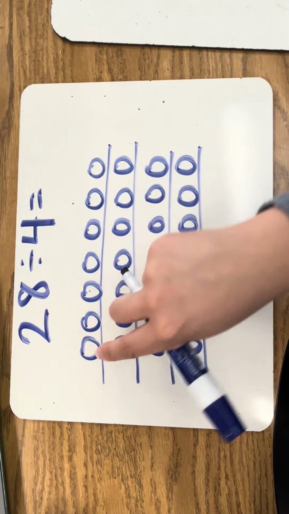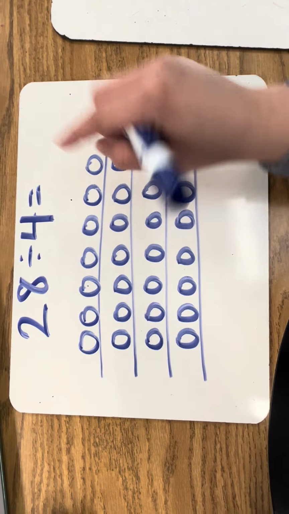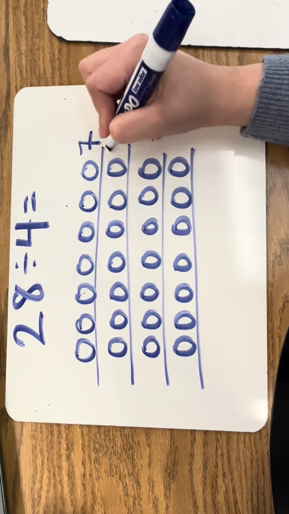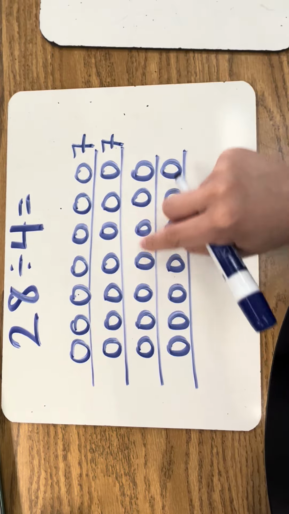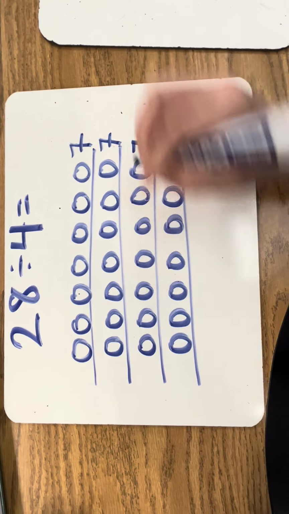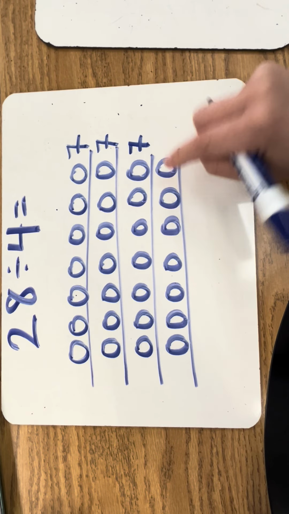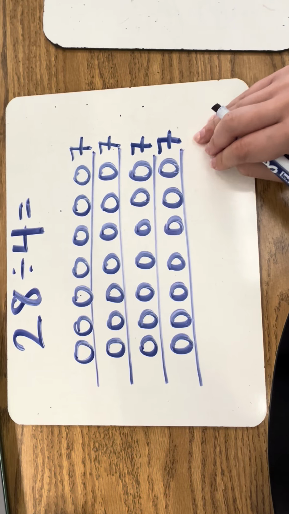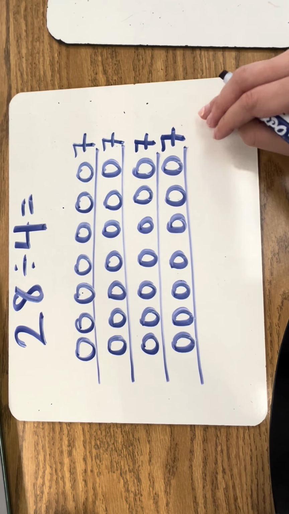All right, so this one has 1, 2, 3, 4, 5, 6, 7 in the group. This one has 7 in the group. This one has 7 in the group. This one has 7 in the group. All of my groups are equal and they all have the same number.